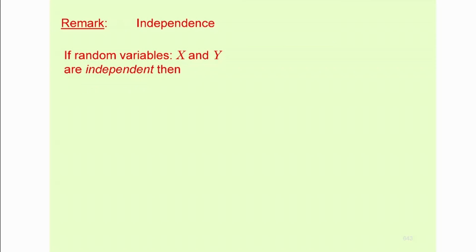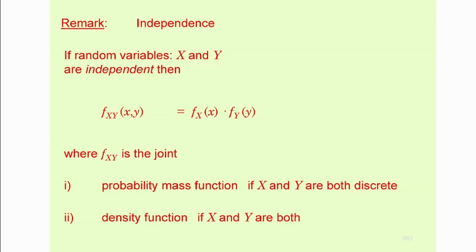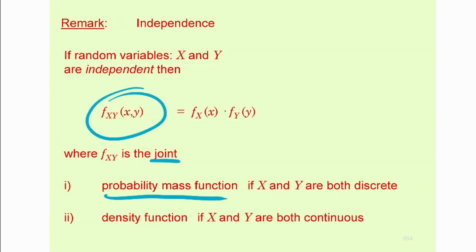If they're independent, which means that their joint cumulative distribution function is equal to the product of the marginal distribution functions, then this is also true regardless of whether they are discrete or continuous, with the joint and marginal densities. If both are continuous, then you have the joint density, and if both are discrete, then you have the joint probability mass function. That is also going to be true in the discrete case.